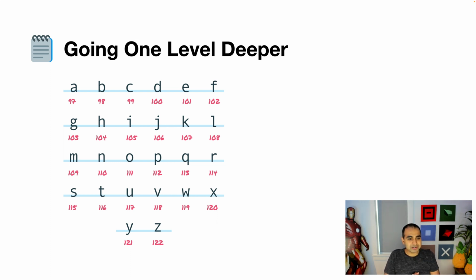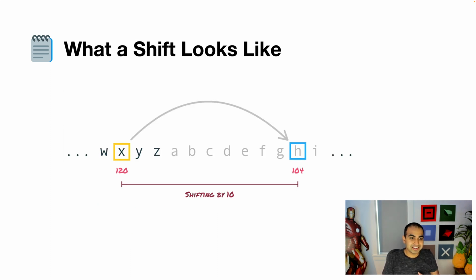You'll see that all of our letters have a number that goes from 97 on the A side to 122 on the Z side. And so when we talk about shifting, what we're really saying is that I'm going to shift by, in this case, let's say 10 characters. And what this means is that I go from X to 1, 2, 3, 4, 5, 6, 7, 8, 9, 10, and I end up at H, which is 104.